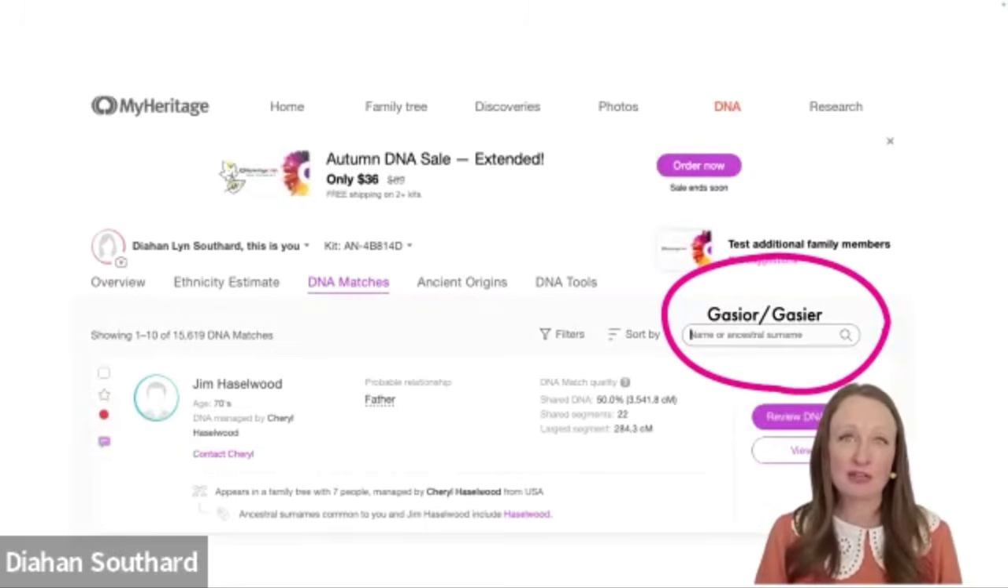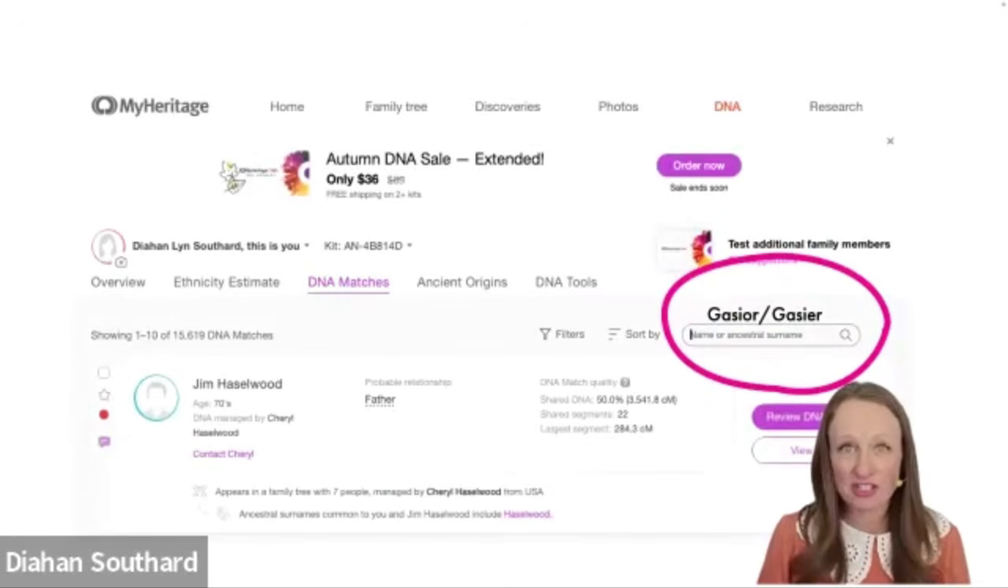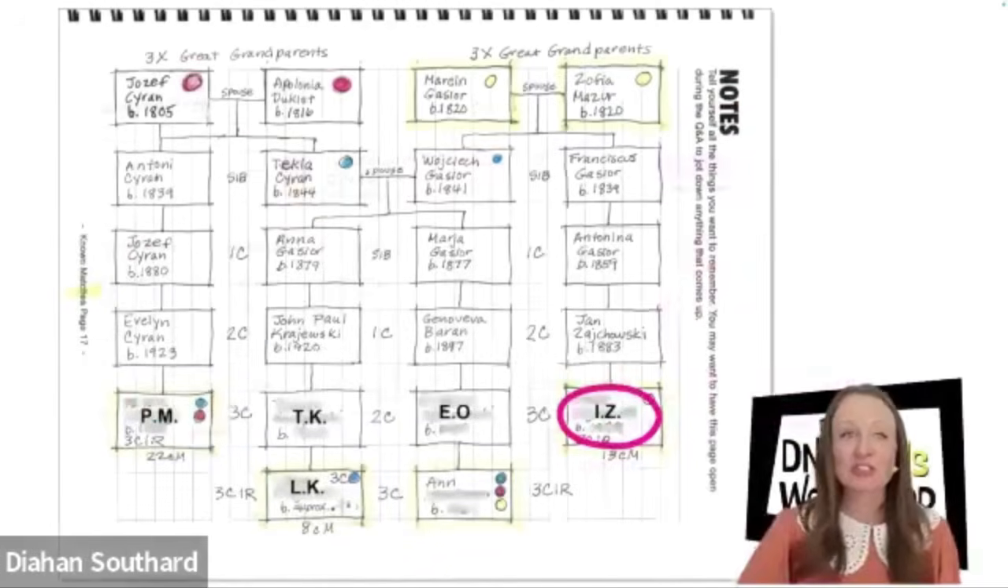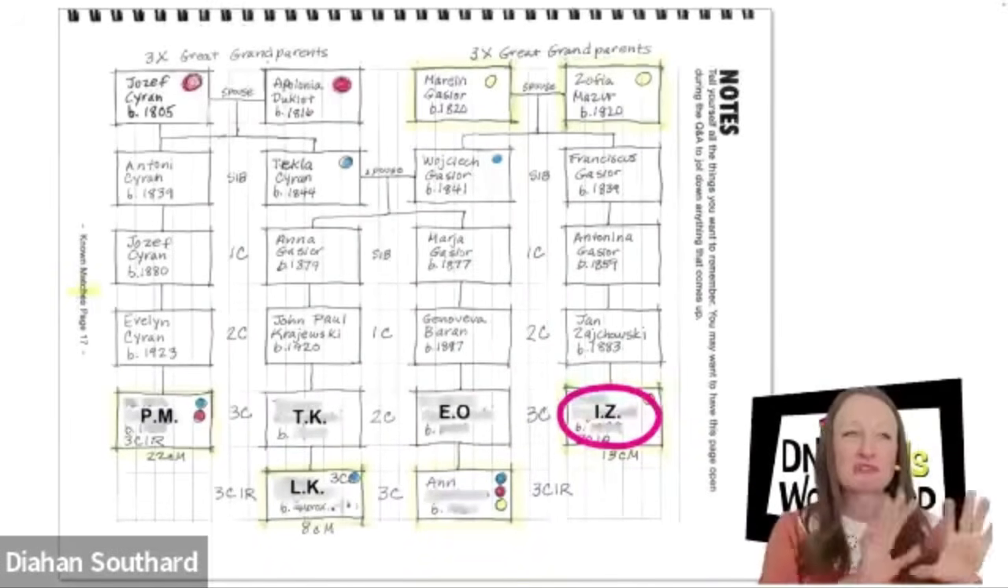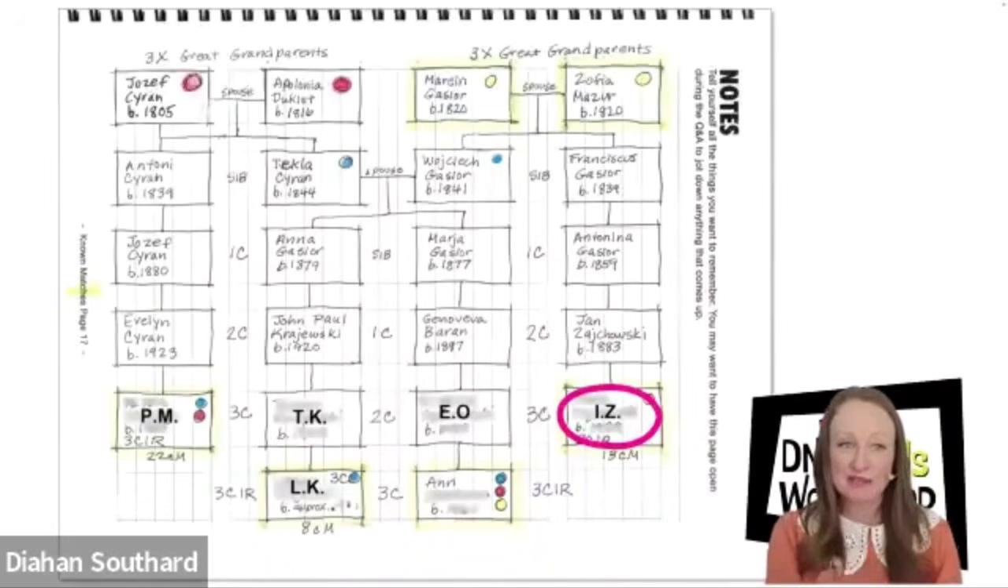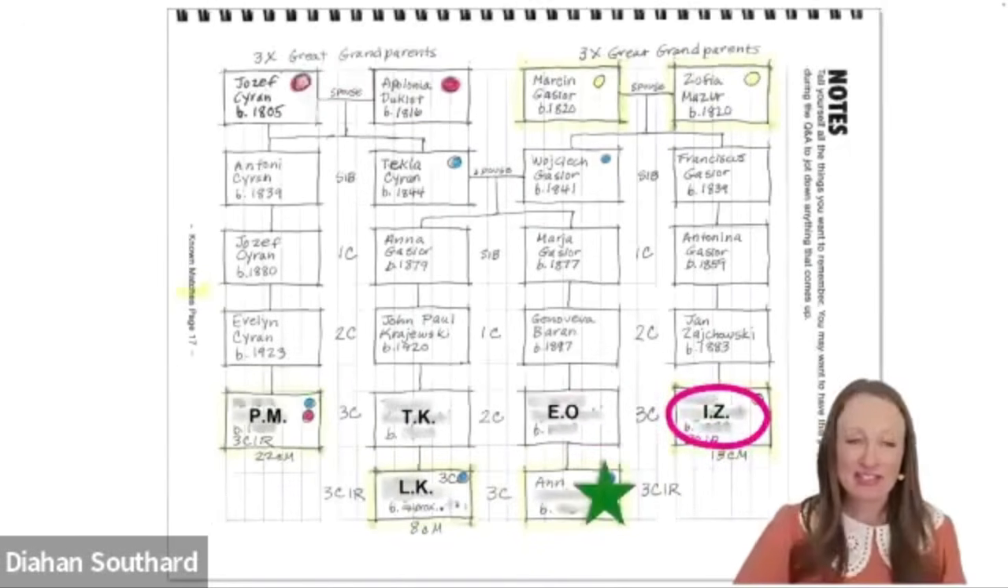And so she did. She's like, well, let me try that. She goes to MyHeritage and she puts in this Gazer surname and she found a match. She found somebody who had this surname in their family tree. This is a picture she took for me from her DNA skills workshop workbook, where she drew out these relationships, and this match, IZ, is the new match, and where this person theoretically fit into her family tree. And so this match connects with Anne in this way.